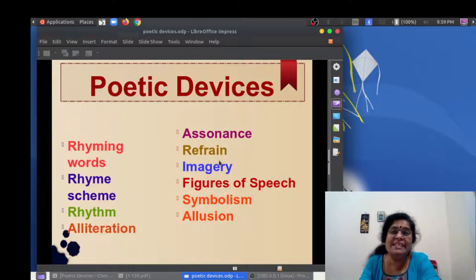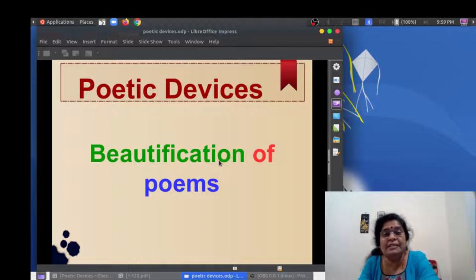These are the main poetic devices poets use to beautify their poems. What is the use of poetic devices? Poetic devices are used to beautify poems. Not only in poems, but in prose also, writers use poetic devices to make their writing more beautiful. Let's analyze which of these poetic devices are in the poem From a Railway Carriage. Really, it is a poem with so many poetic devices, so beautifully arranged.